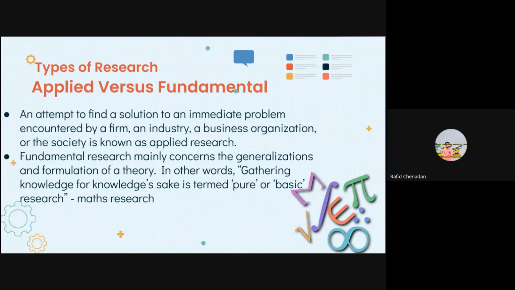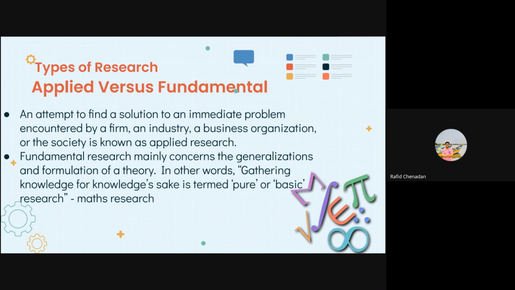Okay. The other type is applied versus fundamental. You already discussed applied and fundamental in the first question. An attempt to find a solution to an immediate problem. So when we have a problem and I have to find a solution, I am doing an applied research. I am applying a theory or a concept in order to find a solution. Then that becomes an applied research.